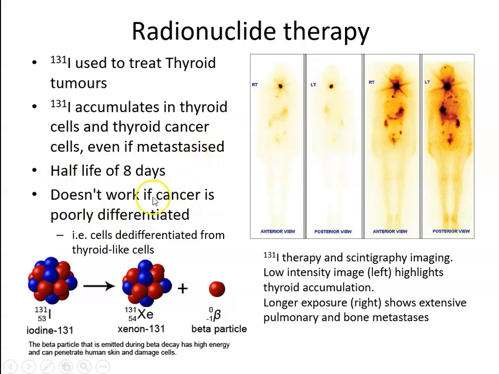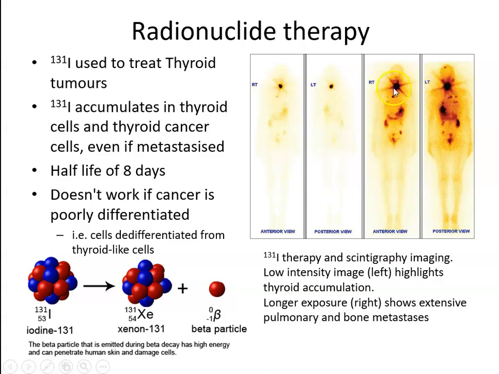The key point about this is, if the cancer is poorly differentiated, that is, the cells no longer resemble thyroid cells, they will no longer take up the iodine, and therefore the treatment will not work. Now in this particular case, we've got a high sensitivity image here, and a low sensitivity image here. So from this one, it looks like all of the iodine has gone to the thyroid.